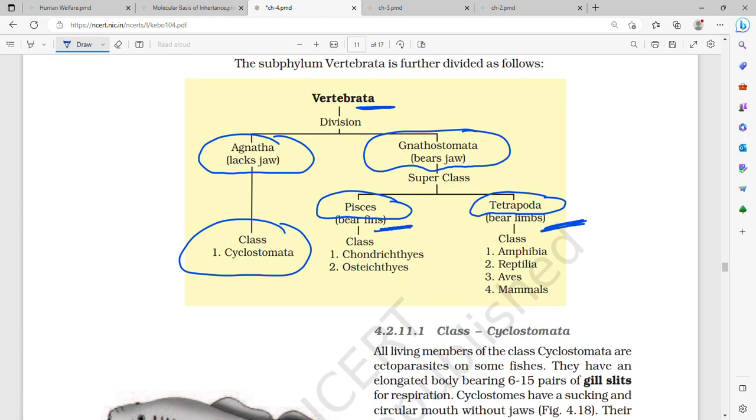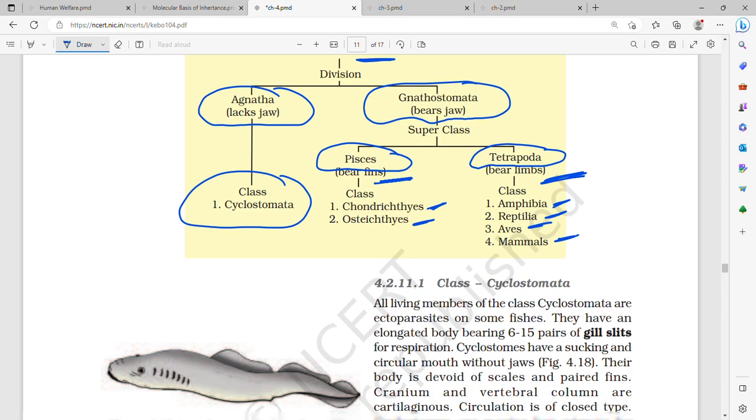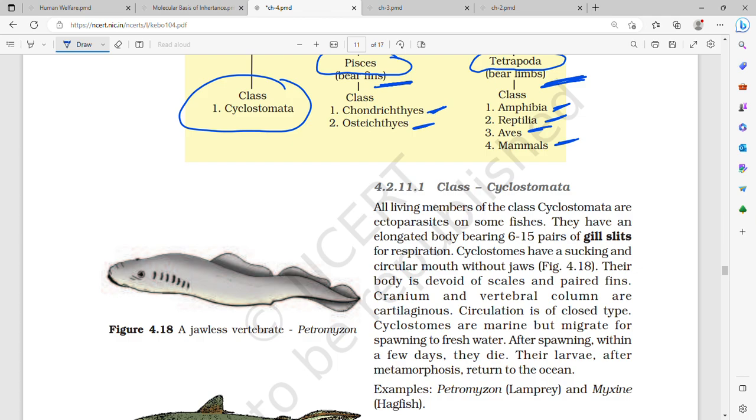So Vertebrata can be divided into Agnatha and Gnathostomata. Agnatha lacks jaws; Gnathostomata bears jaws. Agnatha has the class Cyclostomata, and Gnathostomata has Pisces and Tetrapoda. Pisces bear fins, and in the superclass Pisces there are the classes Chondrichthyes and Osteichthyes. In the superclass Tetrapoda, the classes Amphibia, Reptilia, Aves and Mammalia are there.